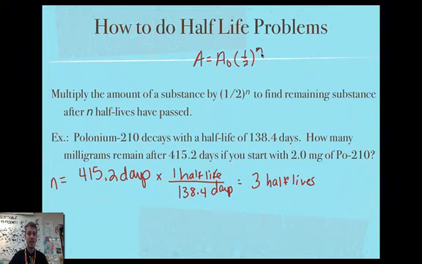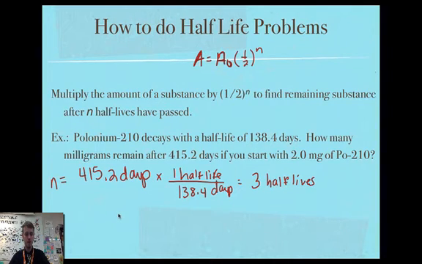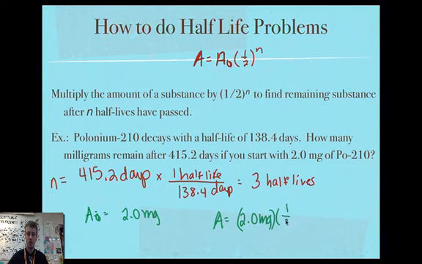And we know that this n is now 3. So if I'm trying to find my final amount here, the only other thing I need to plug in is my initial amount. So what is my initial amount? They tell me it's 2 milligrams. So I'm going to say 2 milligrams is my A sub O. So when I'm plugging all this into my formula, I'm going to have this plugged into my A sub O, my initial amount, times 1/2 to the third power.